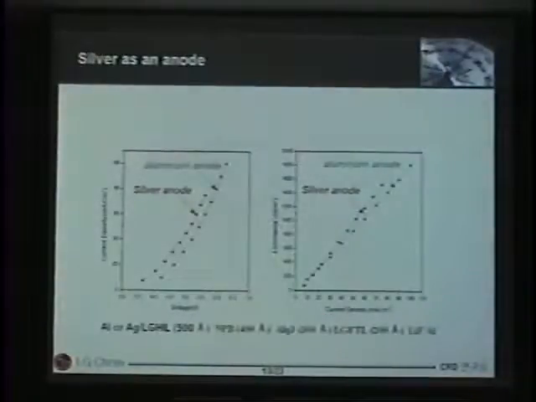And also we used silver as an anode instead of aluminum. Silver works even better than aluminum. And as you can see here, there is a linear relationship between the current density and luminescence. Although we cannot measure the direct L value, since the anode side was semi-transparent to measure the IVL curves.